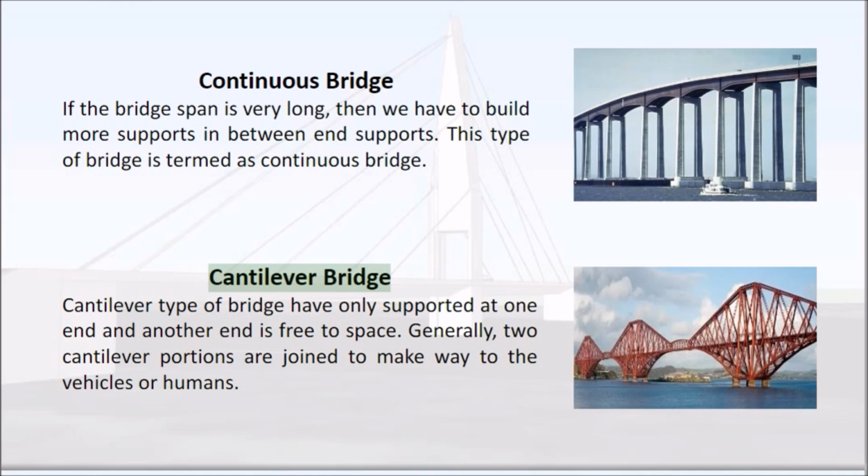Cantilever bridge. Cantilever type of bridge is supported only at one end and the other end is free in space. Generally, two cantilever portions are joined to make way for vehicles or humans. Continuous bridge. If the bridge span is very long, then we have to build more supports in between the end supports. This type of bridge is termed as a continuous bridge.